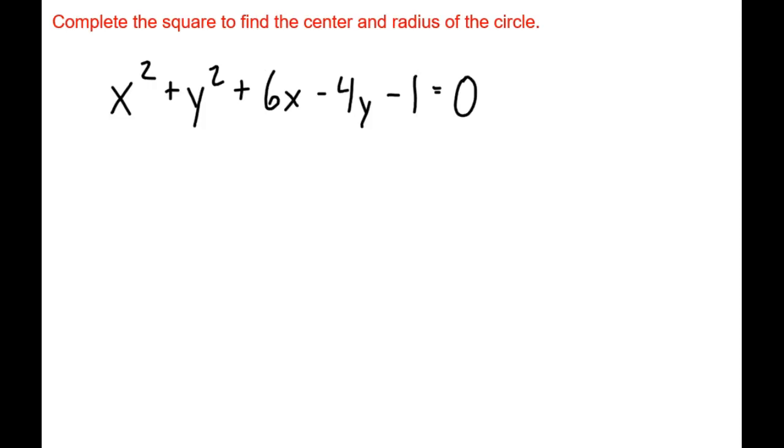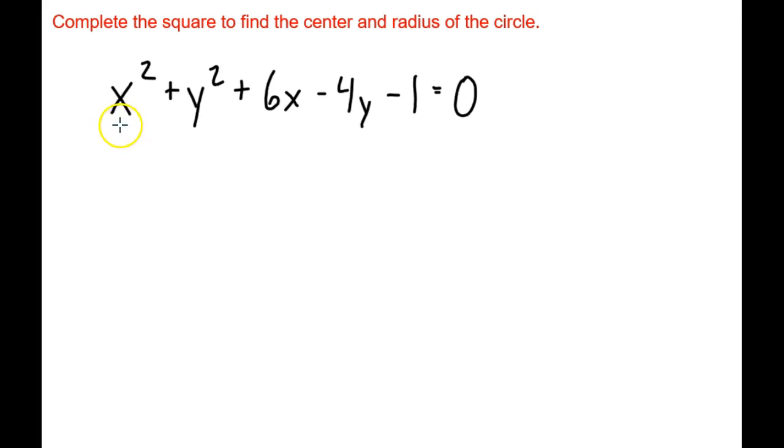Now we finally get to the fun example. We're going to use the process for completing the square to find the center and radius of the circle. So we're going to get a little help from T-Swift. We have the equation x squared plus y squared plus 6x minus 4y minus 1 equal to 0. We want to rewrite this using completing the square to get it into standard form so we can identify the center of the circle and the radius.